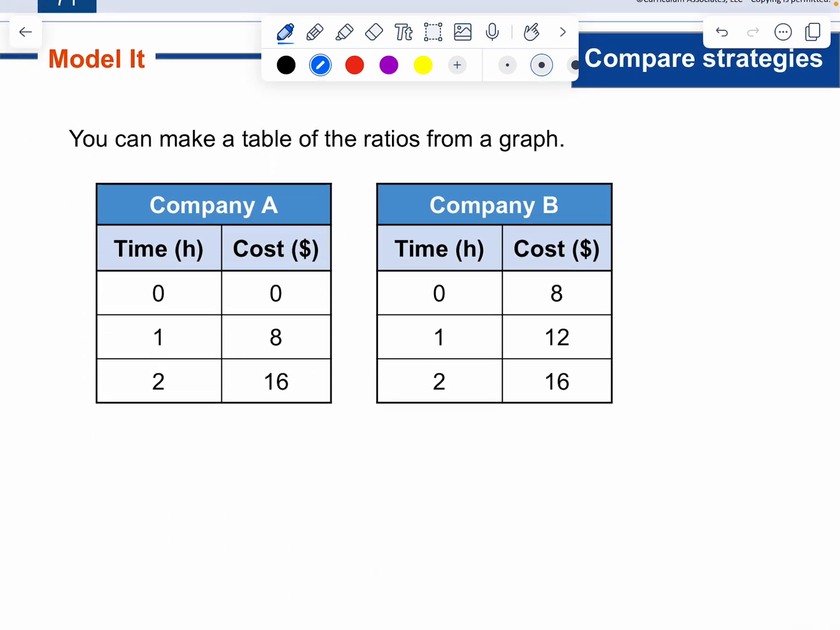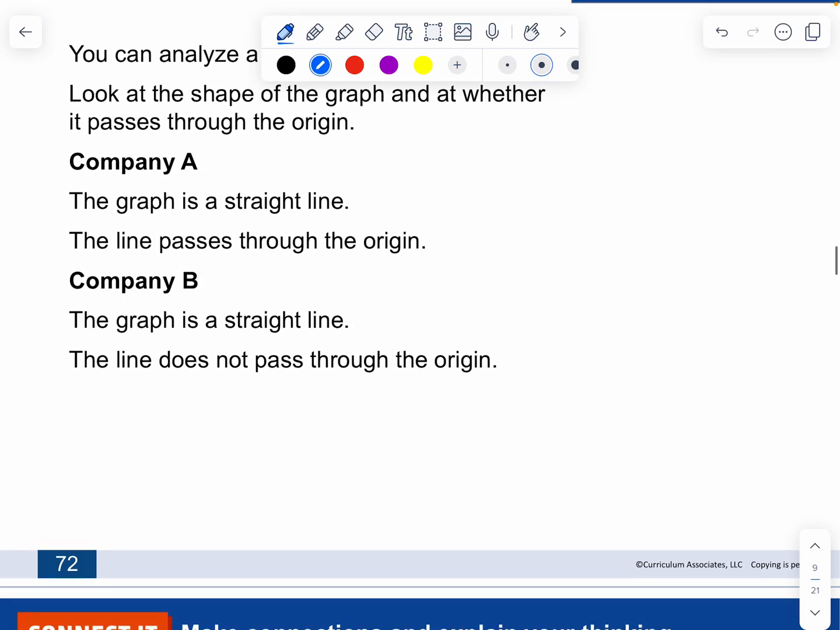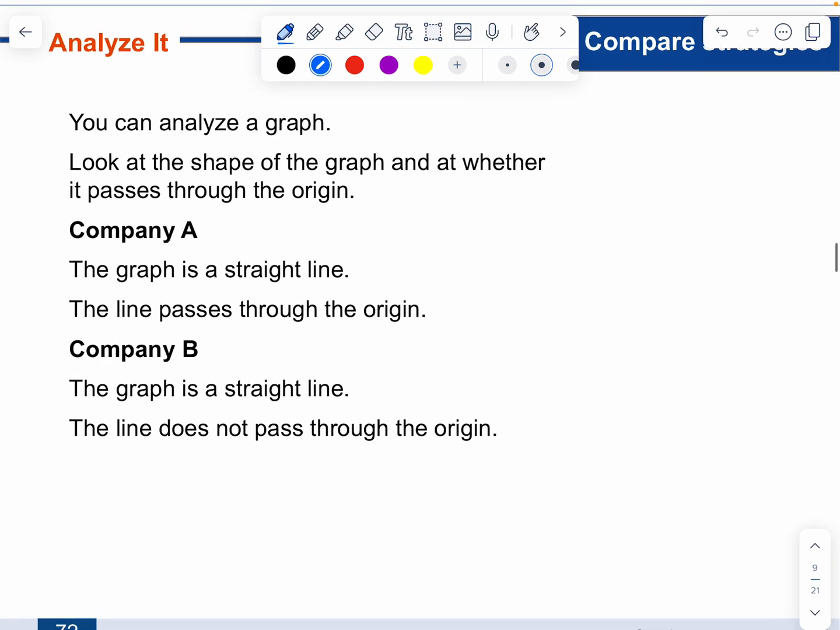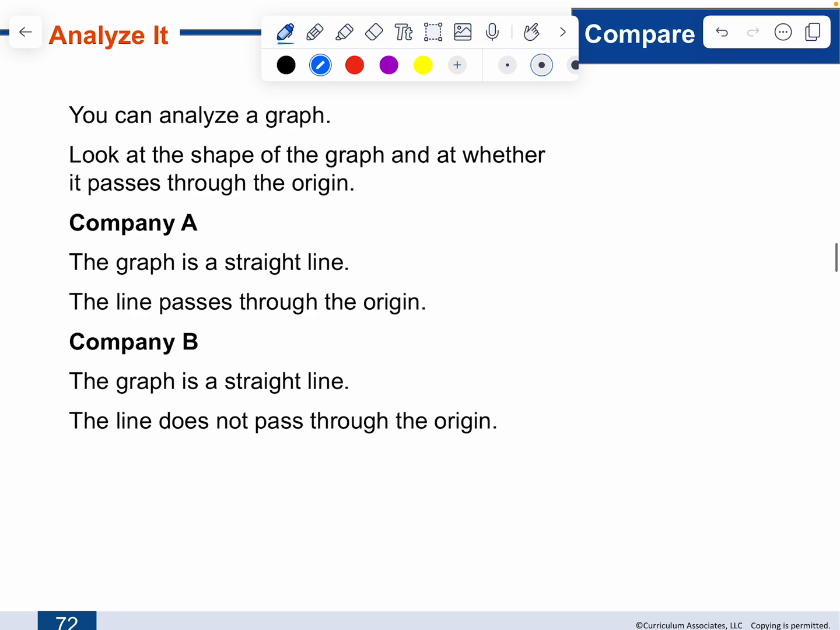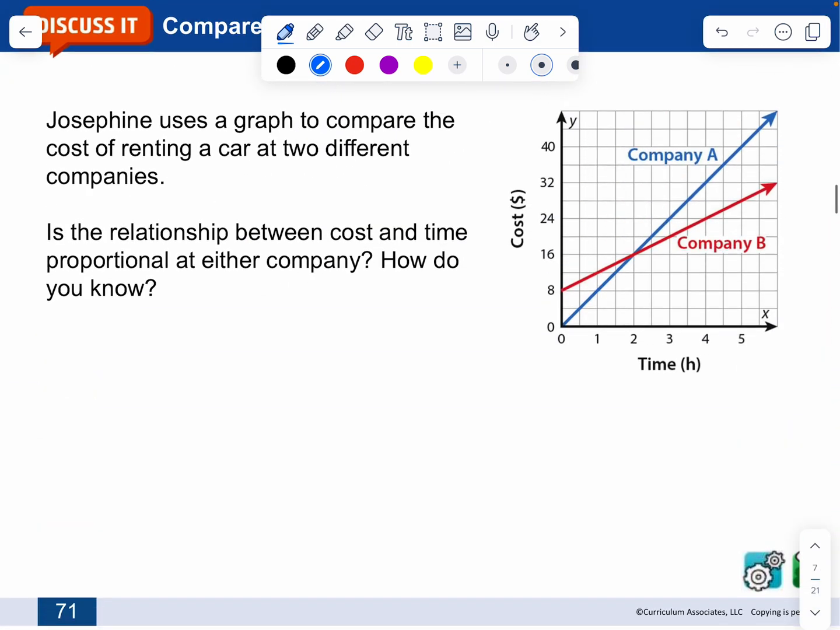So in this example, they also made tables. And now let's talk about the graph. Company A, the graph is a straight line. The line passes through the origin. And company B, the graph is a straight line, but the line does not pass through the origin. So did you notice that? Company A passes through the origin. Company B does not. That is important.